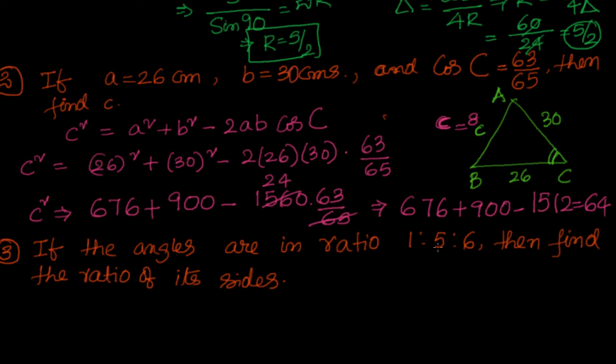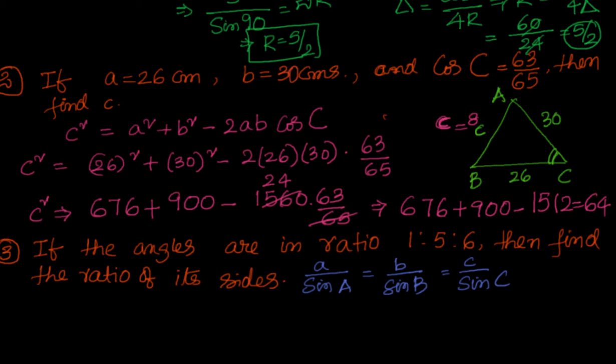If somehow I am able to find out what these angles are out of 180 degrees, how they are shared, we know. If I find those values, I can directly apply the law of sines, which says that A by sine of A equal to B by sine of B equal to C by sine of C.